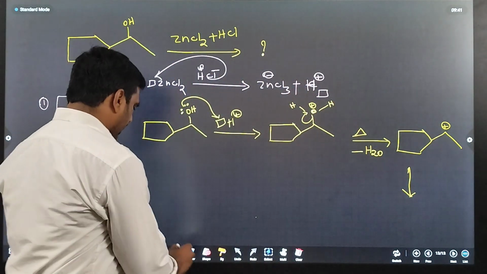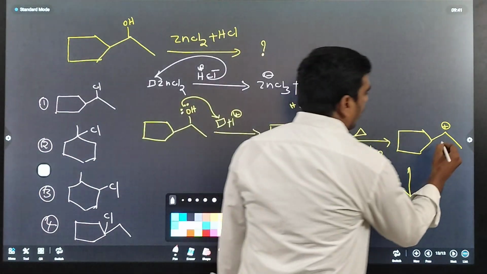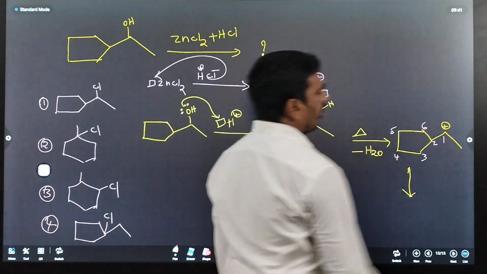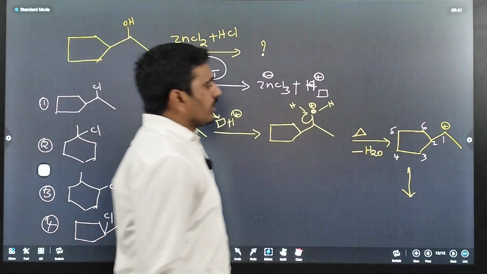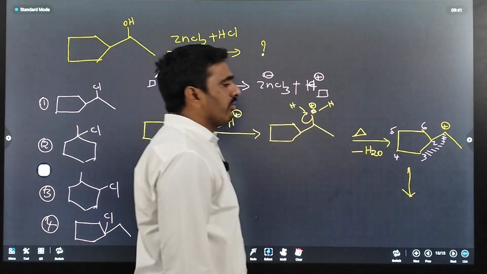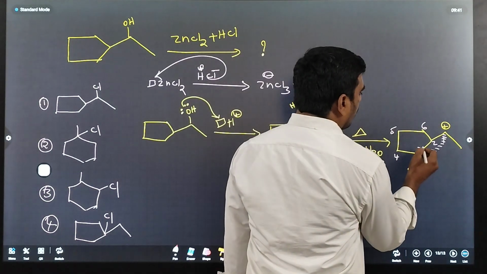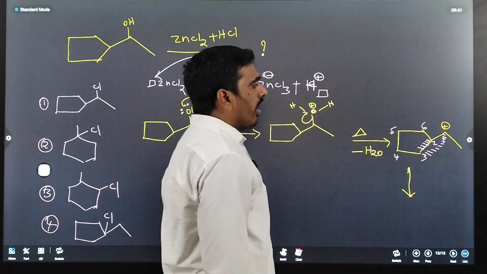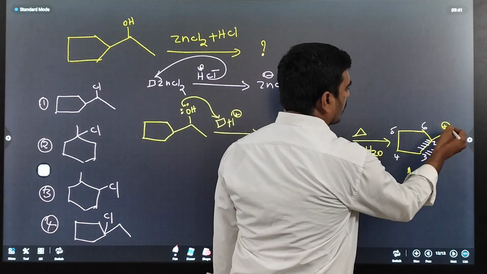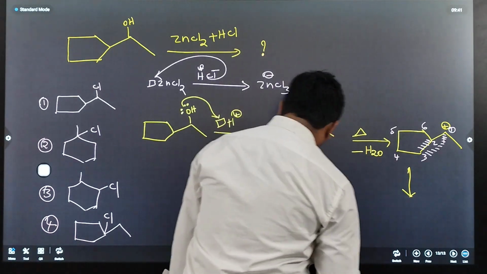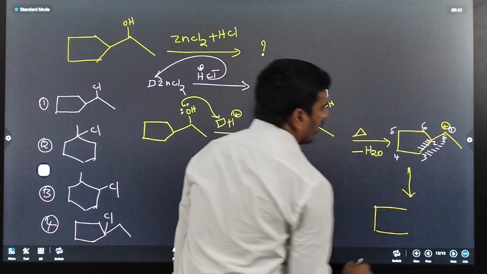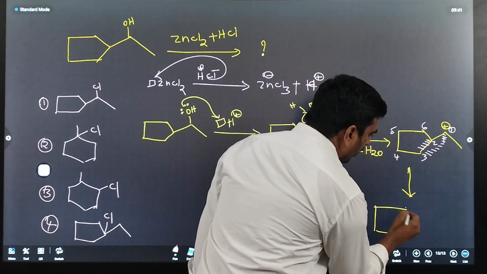First I can give numbers: first, second, third, fourth, fifth, sixth. Rule 1: bond making between 1 and 3, bond breaking between 2 and 3, and the charge shifts from the first position to the second position. So we get a new compound.